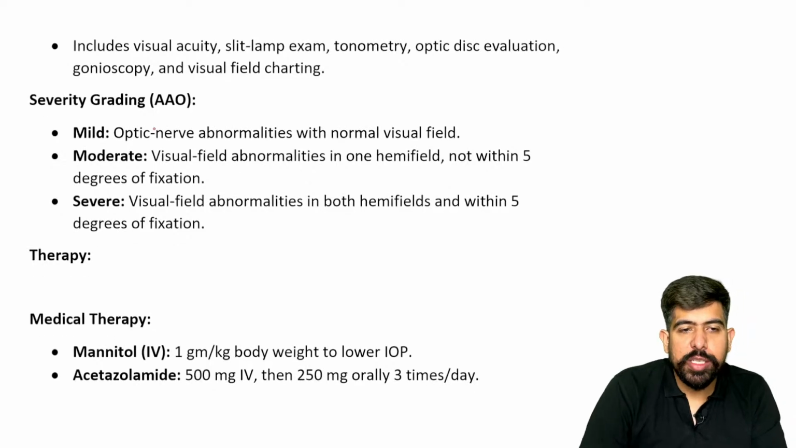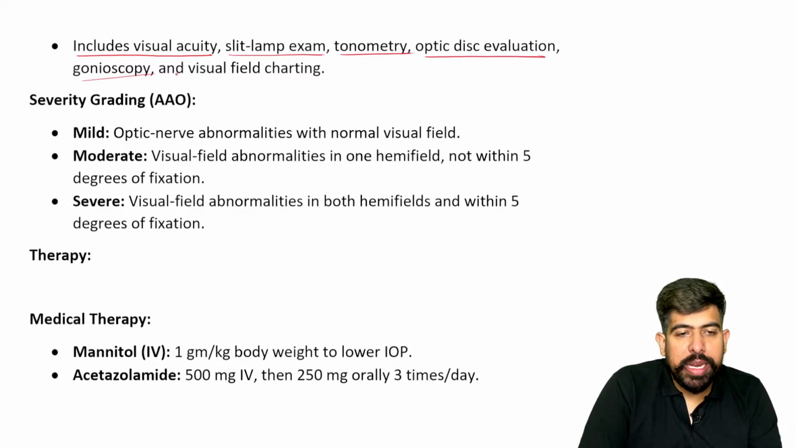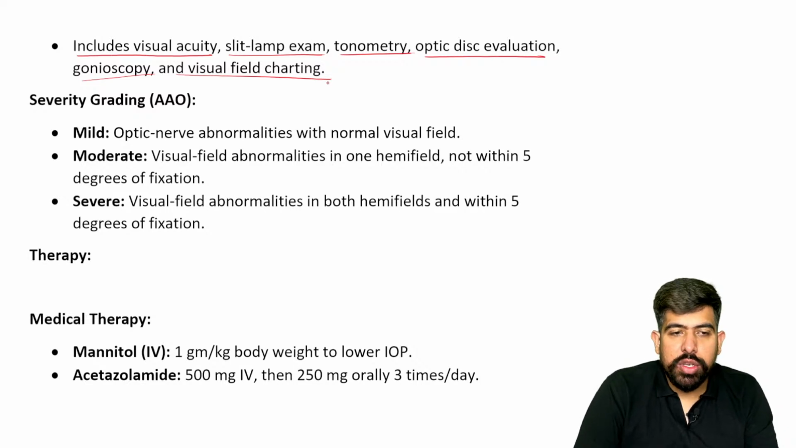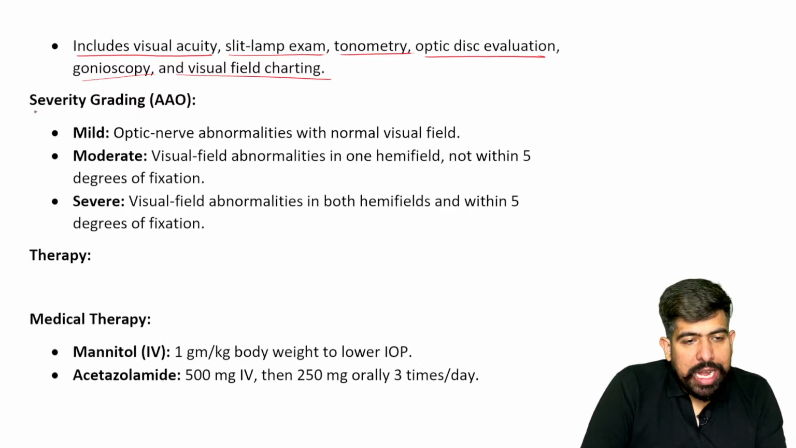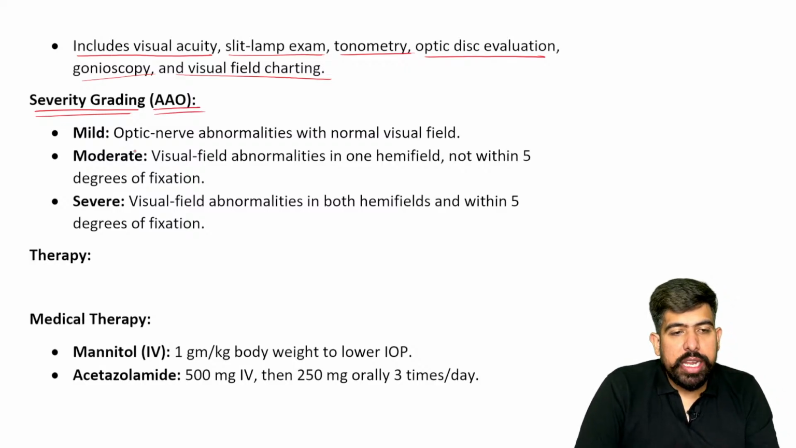Okay, now management of it. Please remember, it includes the visual acuity test, slit lamp test, tonometry, optic disc evaluation, gonioscopy, and visual field charting. First of all, we have to do these. Also, we have the severity grading, which is the AAO grading. And what does the AAO grading say?